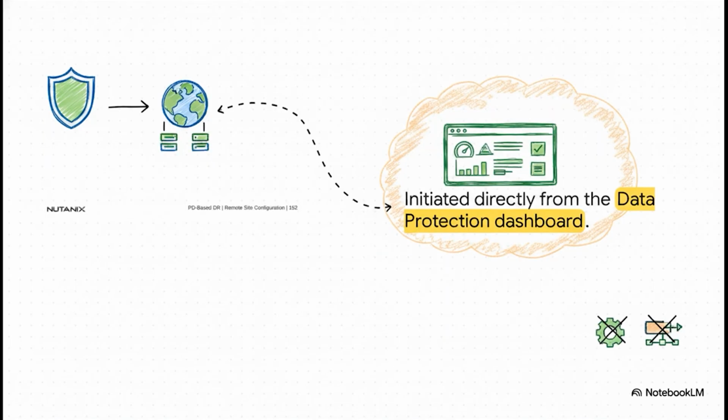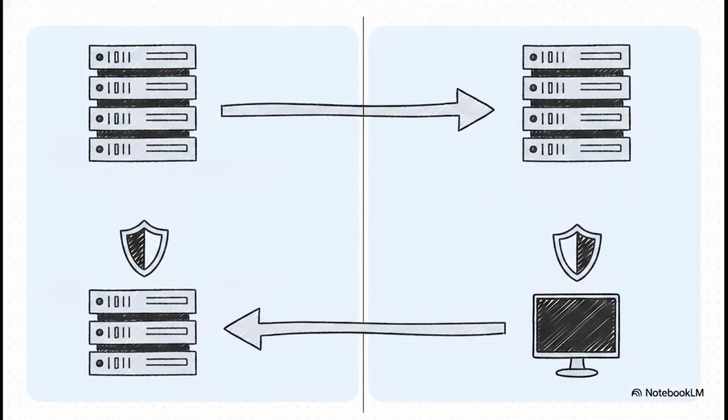This visual beautifully illustrates exactly where you're going to be operating. Notice that, for protection domain-based disaster recovery, the remote site configuration is initiated directly from the data protection dashboard. It is not buried somewhere in the main hardware settings, and it's not hiding in the network settings. It lives strictly within that data protection umbrella. Whenever a test question asks you about initiating a replication target setup, your mind should immediately jump right to the data protection dashboard.